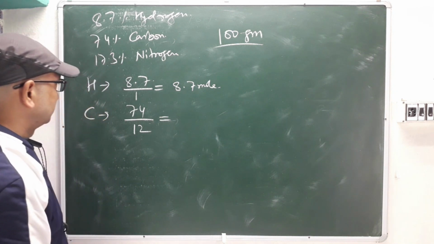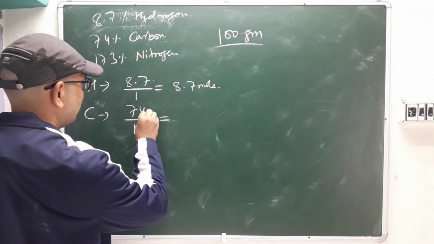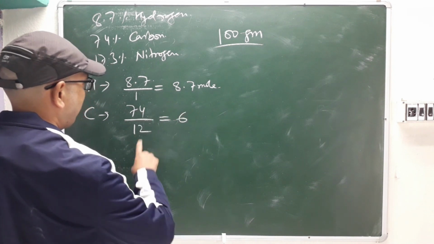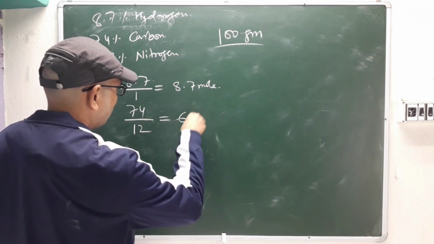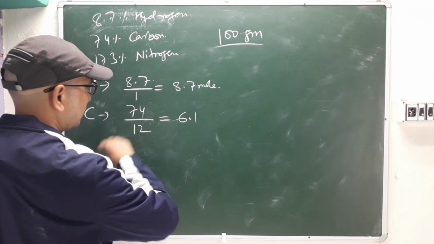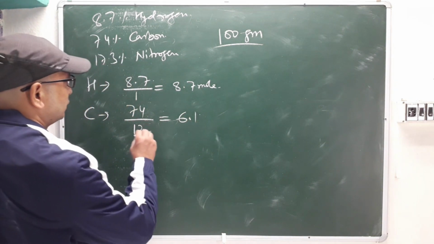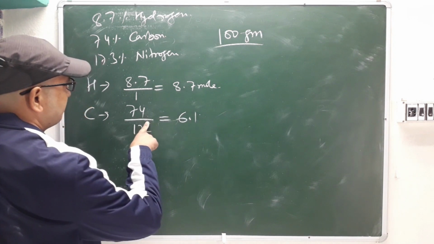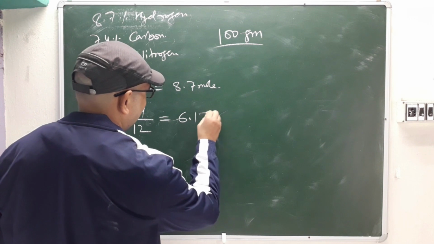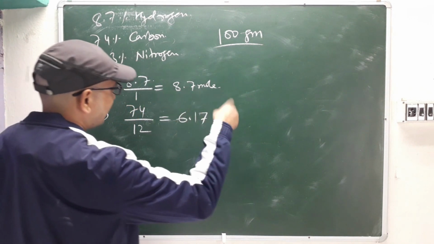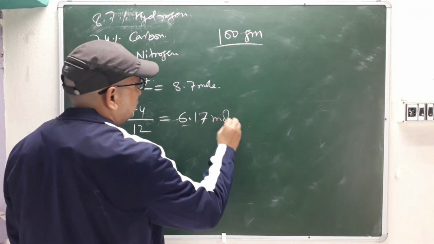12. Okay. 7 times it won't go, 6 times it will go. 72, and then 20. So 1 and then 8. So it will be 6.1 and then again 8. So let's write down 7. It will be 6 and it is going further. So better it will be 6.17 mole.